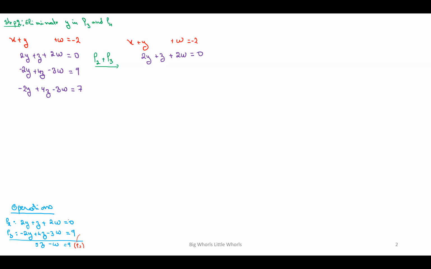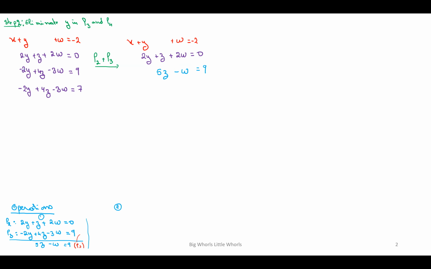Haven't done anything. However, I have changed row 3. What have I done to row 3? I add row 2 to row 3, and my new row 3 is 5z minus w equals 9. Okay, and so in here, this is our first set of operations.